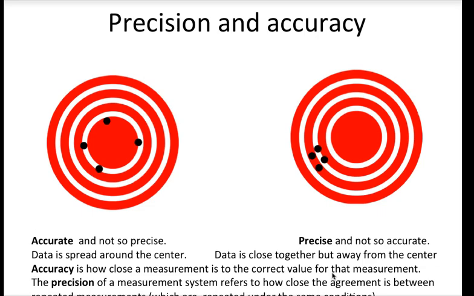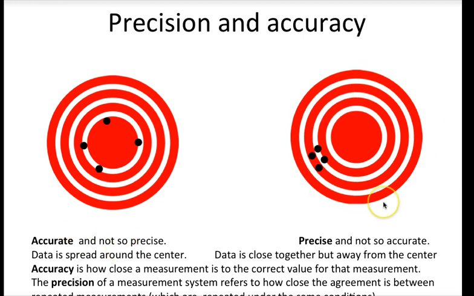I have used two words, precision and accuracy, so let's see what they mean. Accurate: this first figure is accurate and not so precise. The accuracy is how close a measurement is to the correct value of that measurement. We see that these black dots are very close to the center that is supposed to be measured. So this is accurate. But how precise is it?